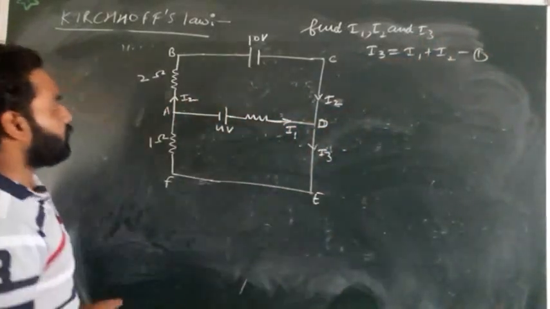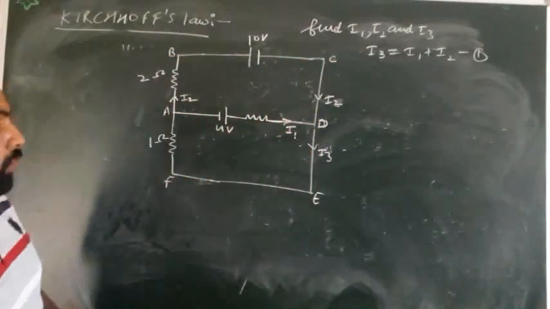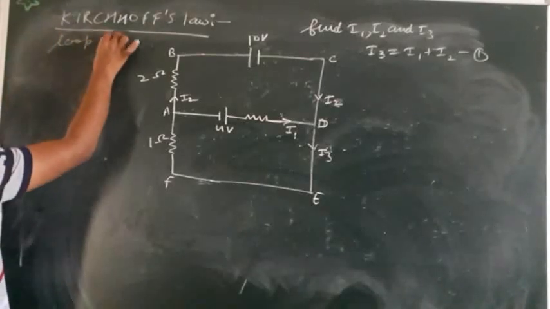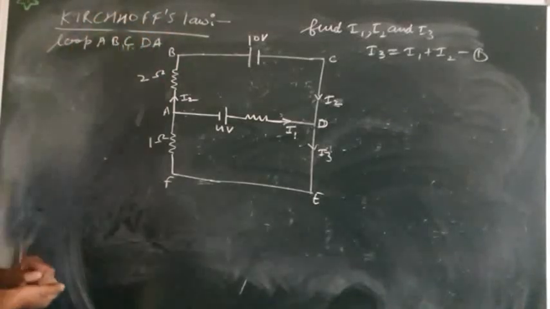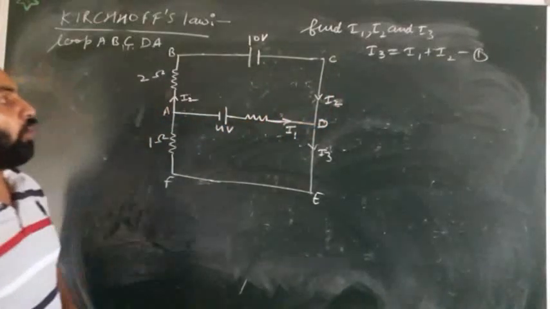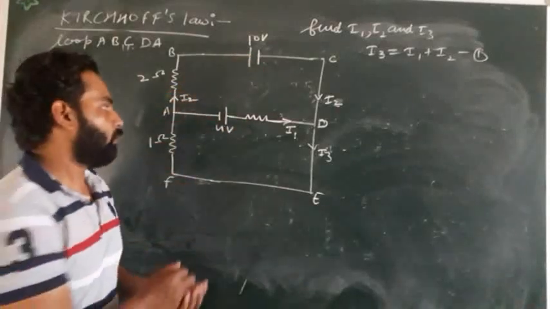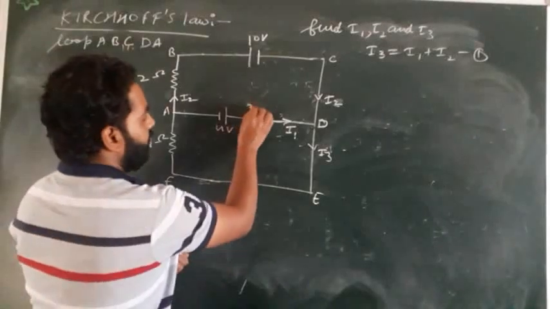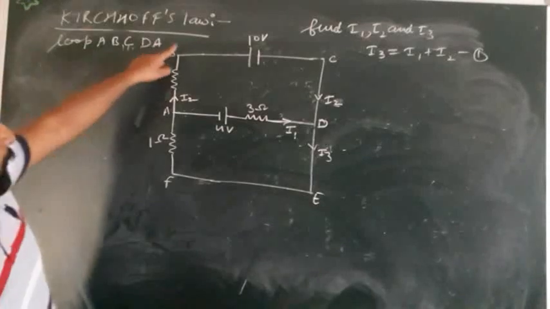Now first we will choose the loop A, B, C, D, A. First you have to choose the loop. Now we have to apply Kirchhoff's law. One point: here is a resistance, which equals 3 ohm. So this is 3 ohm. First we apply the loop rule to the loop A, B, C, D, A.